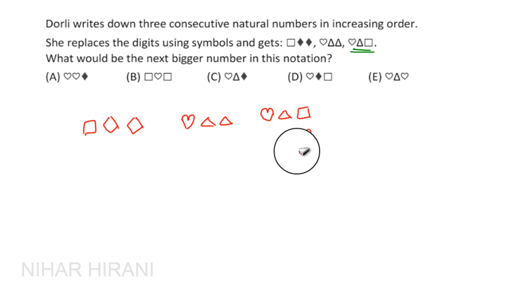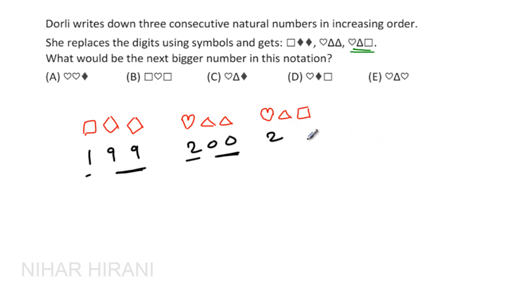So let's make it 199. 199, after that is 200. So these two are same, these two are same, these and this different. Now if this arrangement is correct, we will get 201 here. Let's see if we get 201 or not. Heart is 2, triangle is 0 and square is 1. Yes, we got 201. That means this arrangement is correct.